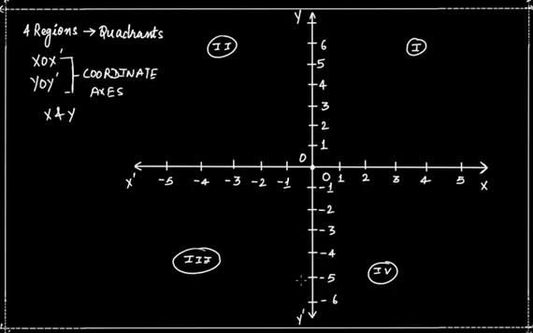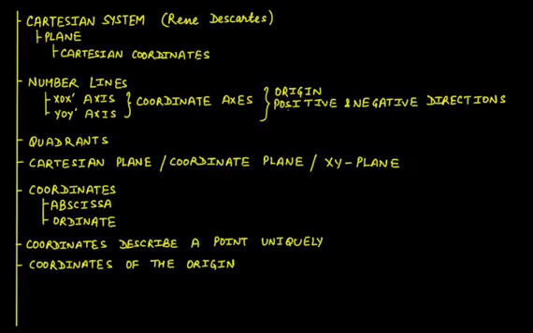Right? So this plane has been divided into four regions called quadrants, and we have four quadrants due to these two coordinate axes, and this is quadrant 1, quadrant 2, quadrant 3, and quadrant 4. Then we have origin, we have discussed positive and negative directions, and we have quadrants we have discussed, Cartesian plane, coordinate plane, or XY plane.